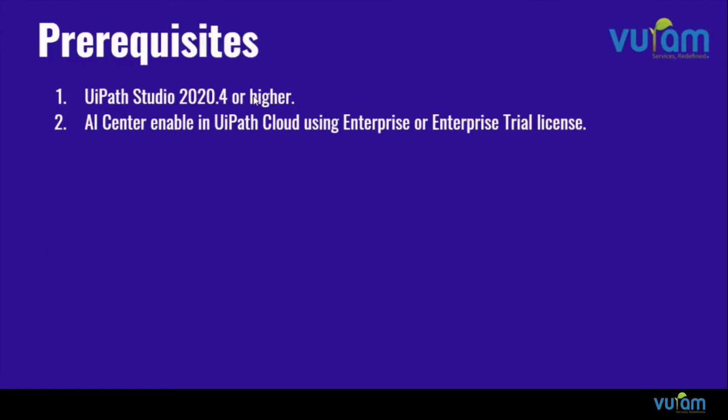In order to use this machine learning skill, you should have UiPath Studio 2020.4 or higher, and the license of UiPath should be Enterprise or Enterprise Trial, which is used to enable the AI Center, which is the platform where we deploy our AI Fabric skill.